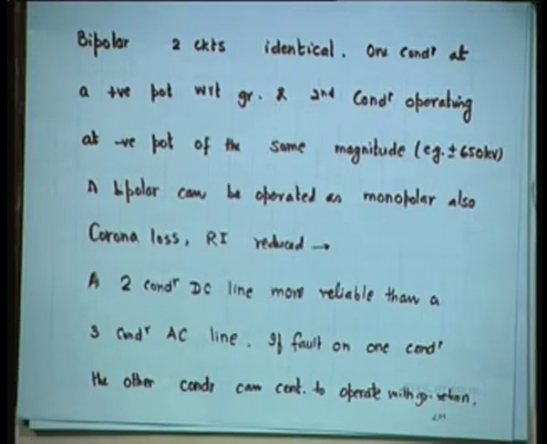A two conductor DC line is more reliable than a three conductor AC line. Why? The more the components, the more the chances of failure. The fewer the components, the fewer the chances of failure. I hope you must have studied reliability theory at some stage of your life. So, you know that a series system is less reliable, a shunt system is more reliable. Similarly, more components, more chances of failure.